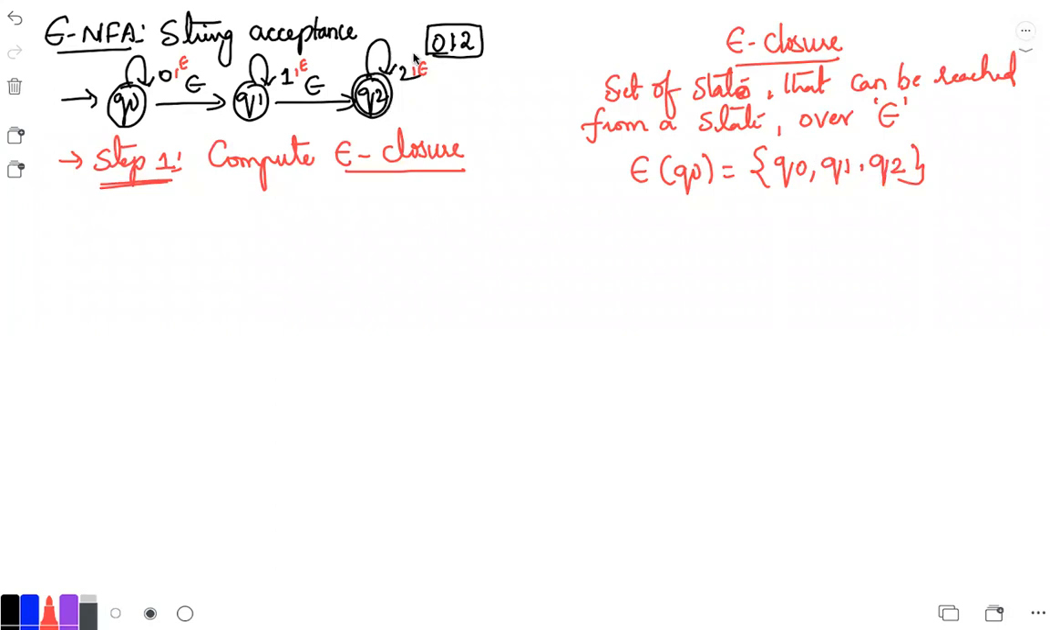Is there any other path after Q2? Q2 itself, that is already entered, right? Is there any other new state? No, sir. That's it. So epsilon closure of Q0 is Q0, Q1 and Q2. From Q0, if you take the input epsilon, these are the states that you can reach. Clear all of you? Yes, sir. Now, epsilon closure of Q1. You tell me, what will be the epsilon closure of Q1? Q1 and Q2.